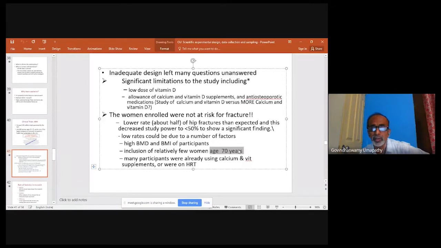Many participants were already using calcium and vitamin supplements, and were on hormone therapy. There are many flaws in the paper, but they could still publish in the New England Journal of Medicine. You can see there are 5 or 6 flaws. There were fewer people over 70. Actually there should have been more people after 75 because they are prone to fracture due to old age. And there were people already taking calcium and vitamin supplements. So many flaws in the paper.